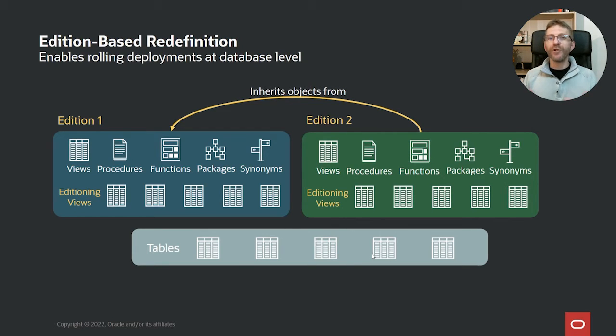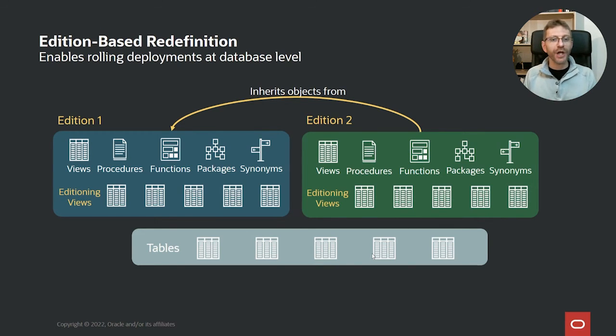So from a logical point of view, they are very similar to tables, but actually they reference the base table that we have behind, but the base tables are hidden from the editions. So the applications do not access the base tables directly, they will access only the editioning views and the objects inside a specific edition. So a new edition will inherit all the objects coming from the previous edition.